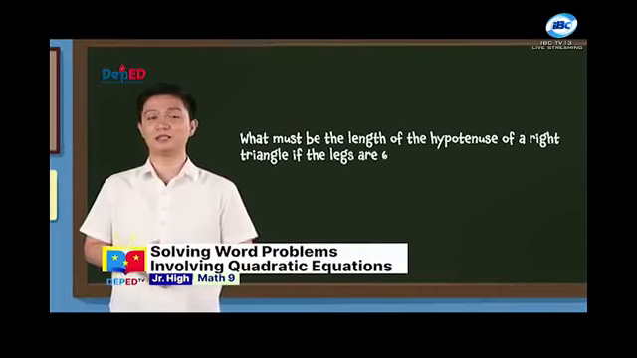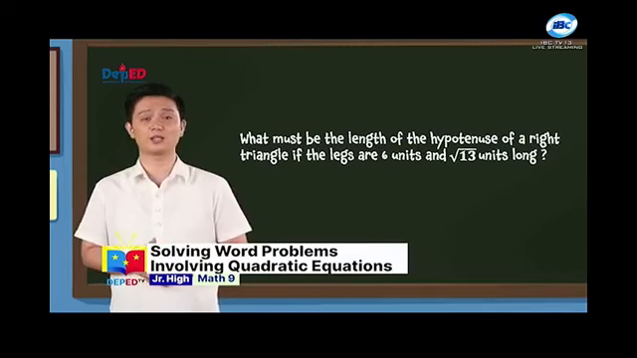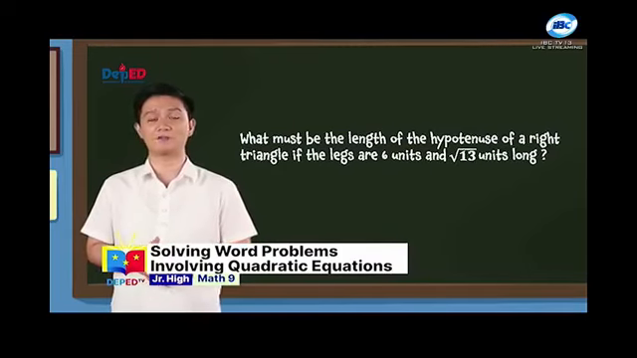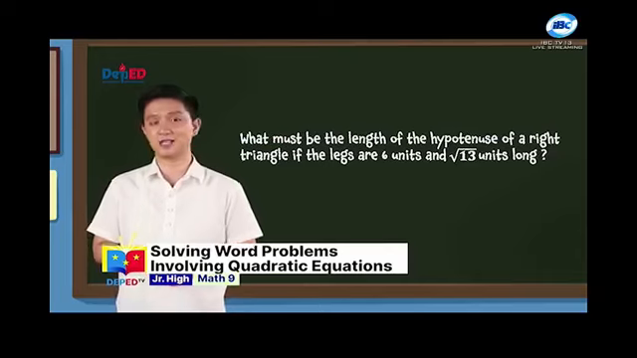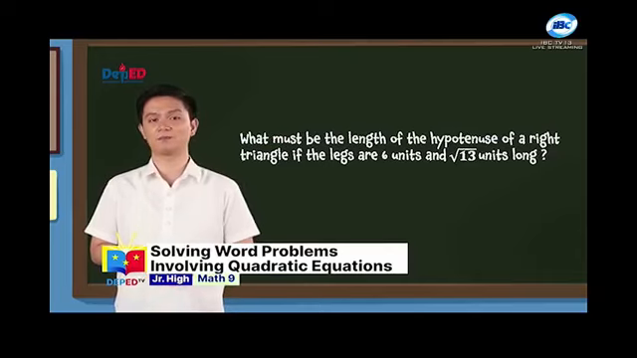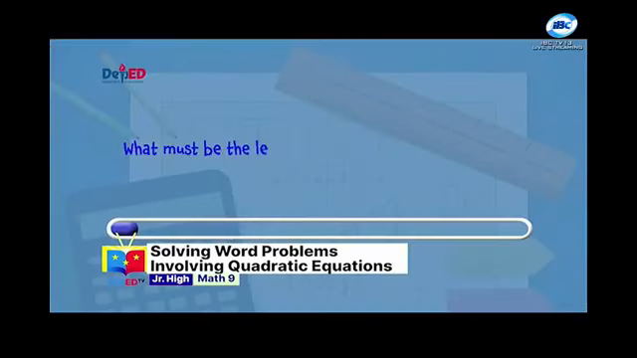Problem number 2. What must be the length of the hypotenuse of a right triangle if the legs are 6 units and square root of 13 units long? For 30 seconds, let's do this.